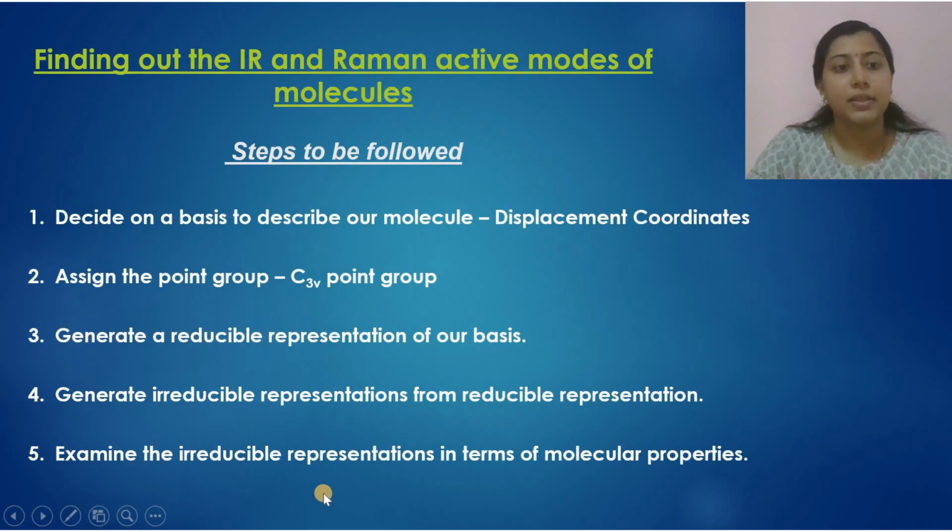These are the general steps for finding out the IR and Raman active modes of molecules. So the first is to decide on a basis to describe our molecule. Here we use the displacement coordinate as we have done for the C2V point group. Now second is to assign the point group. Here the ammonia molecule belongs to C3V point group.